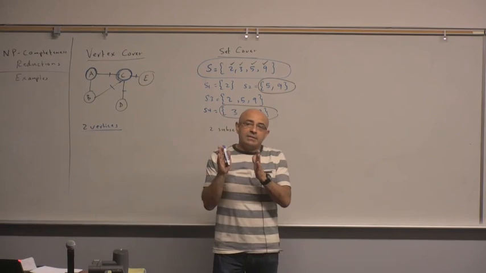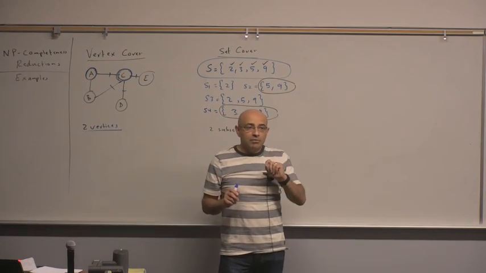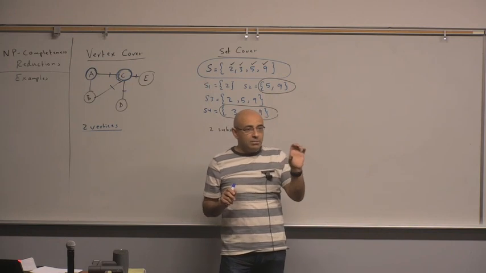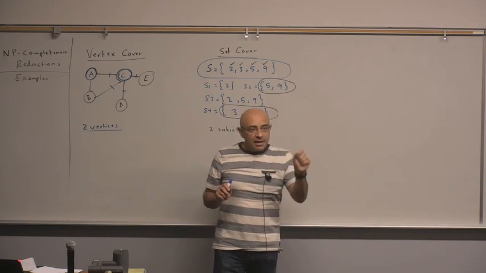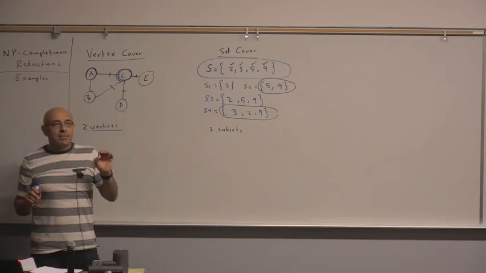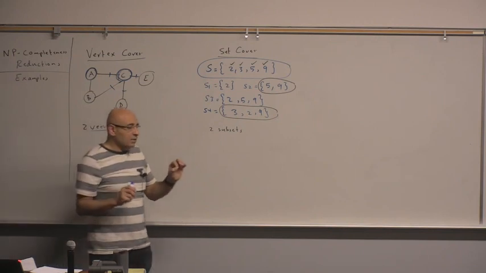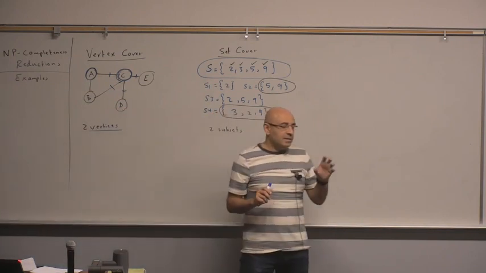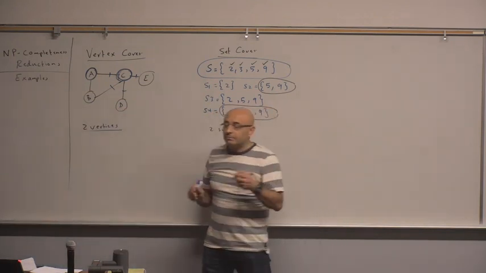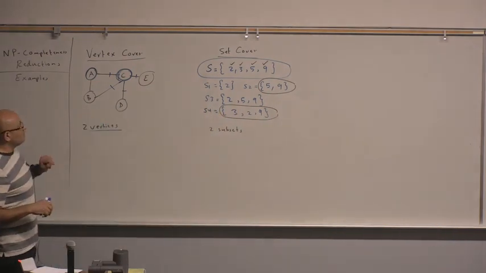Whenever you need to recast an optimization problem into a decision problem, look for the quantity that you are trying to minimize or maximize, and recast the problem as finding a value for that quantity that meets a certain target. Okay, so these are the two problems.